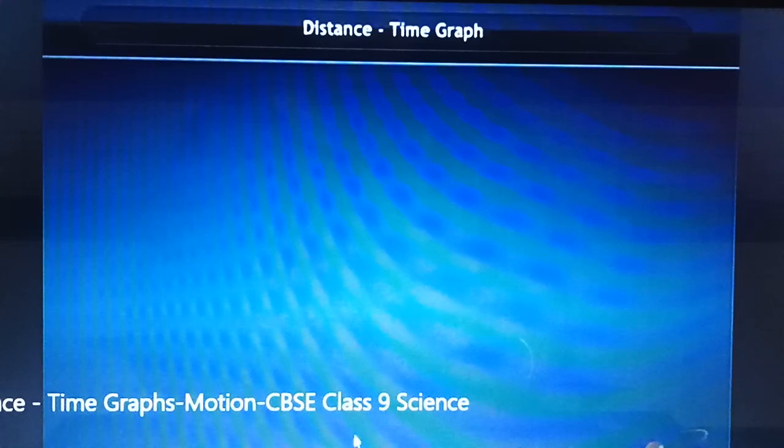The first will be distance time graph. In distance time graph, we will be plotting a graph between the distance and the time. Taking time as an independent variable, we will be taking it on the x-axis, and distance as a dependent variable, we will be taking it on y-axis. Distance time graphs.